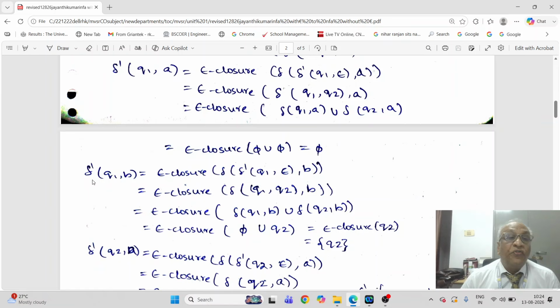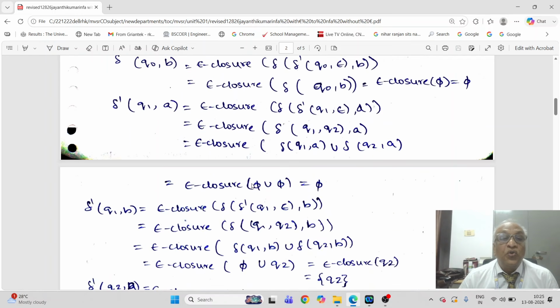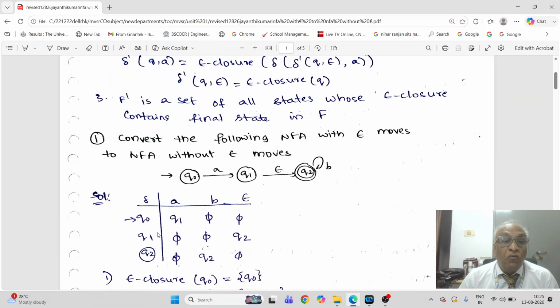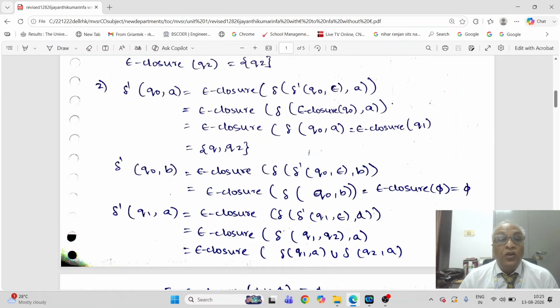So now we are finding the delta dash of Q1 comma B. Same formula, epsilon closure of delta dash of Q1 comma epsilon comma B. So Q1 comma epsilon indicates the epsilon closure of Q1, and epsilon closure of Q1 is Q1 comma Q2. So this will be again a union of delta of Q1 comma B and delta of Q2 comma B. Q1 comma B will be phi, Q2 comma B will be Q2. So that becomes Q2.